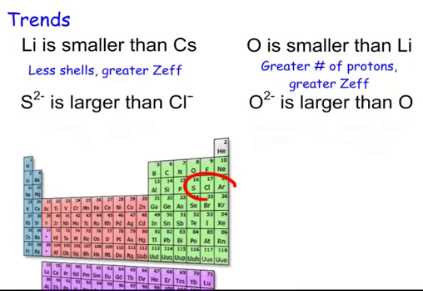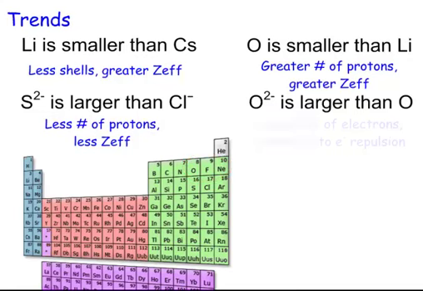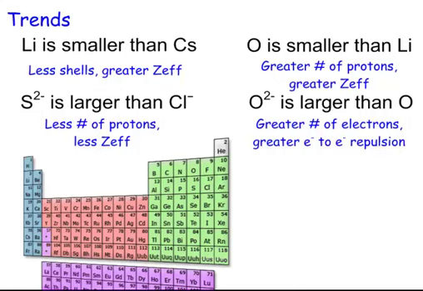We have S2- and Cl-. These are both called isoelectronic. They're both like argon electronically. Their electron configurations would be exactly the same as argon. And so the answer is that we go to protons: the lower number of protons for sulfur makes less effective nuclear charge, which makes it larger. And then, last but not least, we have O2-, which is like neon, is larger than O. The reason for that is they have the exact same number of protons, but a different number of electrons. Greater electrons give greater electron-to-electron repulsion.